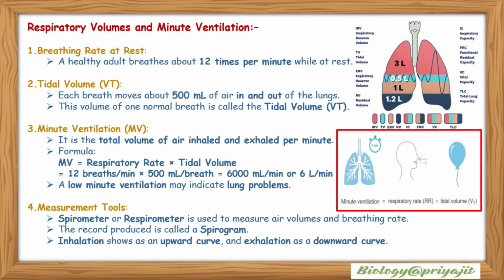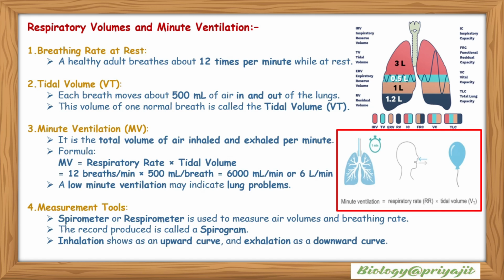The topic respiratory volumes and minute ventilation explains how the lungs function during normal and measured breathing. At rest, a healthy adult breathes approximately 12 times per minute, and each breath moves about 500 ml of air. This is known as the tidal volume or VT.